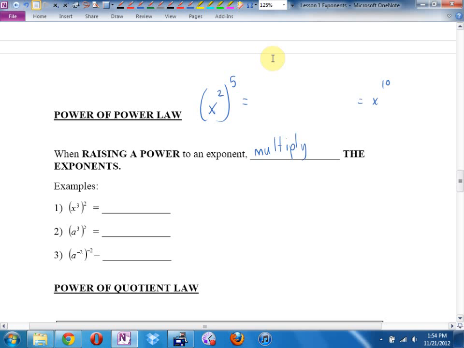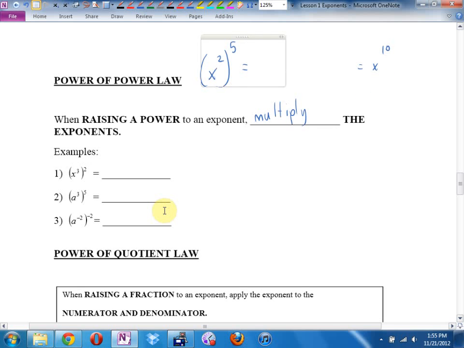Pardon me? What about the brackets? Like this here, you mean? If you see brackets, like in these examples, that tells you that everything inside the brackets is going to be raised to the exponent outside. So, hey, what do you think number 1 is going to work out to be? X to the what? 6th.